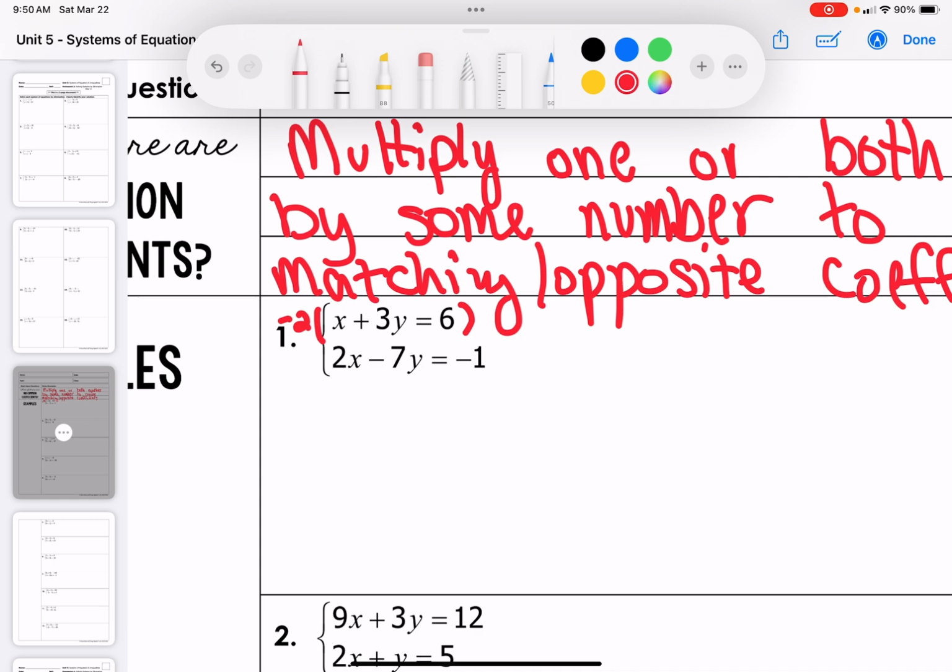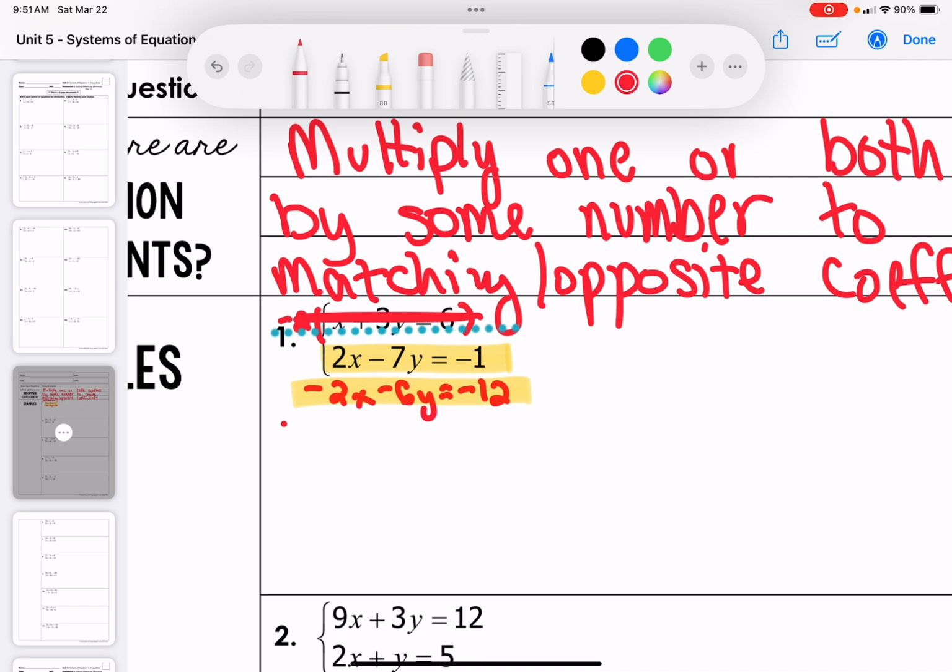So if you do a negative 2, now we're distributing this negative to everything in that expression. So I got negative 2 times x, which is going to be minus 2x. Negative 2 times 3y, which is negative 6y. Now I got negative 2 times 6, which is going to be negative 12. So now I'm no longer looking at the top expression. I'm only looking at these two expressions now, this one and this one.